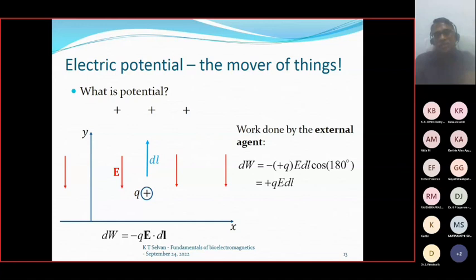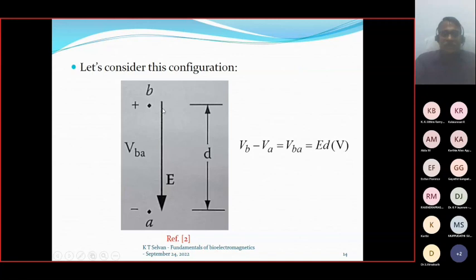Now we introduce and define potential, differential potential, as differential work done per charge, which is E dl. Okay, is that clear? Now we can generalize this definition by considering this configuration where an electric field is similarly directed like this. I have my initial point and final point. So this is plus, this is minus. VBA, I can write VBA as ED. E is the electric field and D is the distance between the initial and final point.